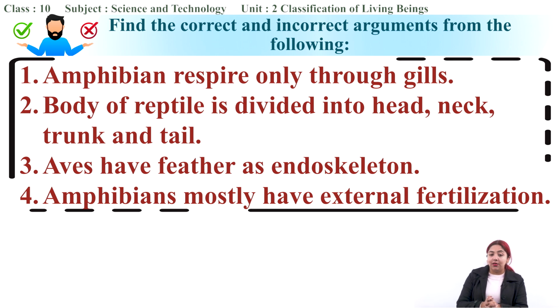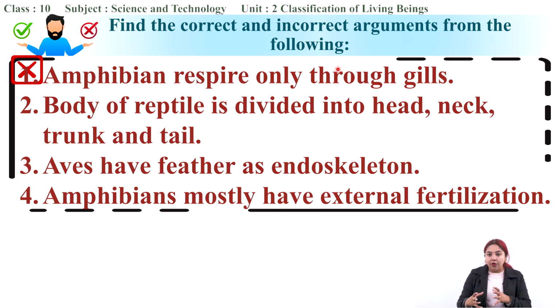No, it's incorrect. It's partially correct, because amphibians respire through gills in their aquatic form, but they do not only respire through gills. They have multiple modes of respiration. They respire through their moist skin. They have buccopharyngeal respiration. They have lungs for respiration as well. So this is incorrect. Amphibians not only respire through gills, they have different modes of respiration.